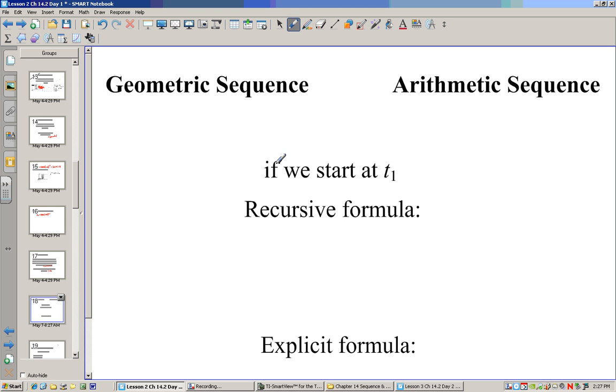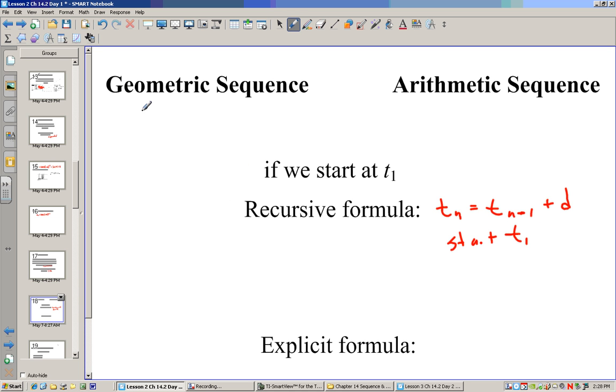All right. If we start at t sub 1, then our recursive formula for arithmetic is t sub n equals our previous term, which is t sub n minus 1, plus our common difference, where we're going to start at t sub 1. And it already tells us there. Start at t sub 1.